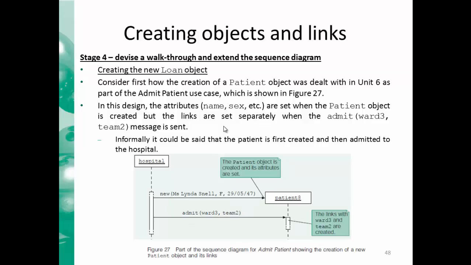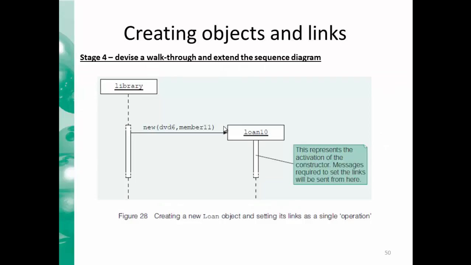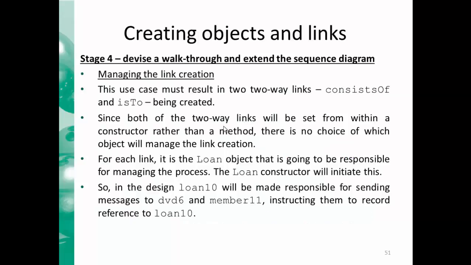We repeat the same thing as we did when we created the new objects. In this case, in the DVD library, we are not creating a patient, of course. We are creating a new loan, and we will do it the same way. So a new loan is created, loan 10, with the parameters DVD6 and member 11. So it will link member 11 to the DVD. He is borrowing DVD6 with the loan 10. So the same as we created a new object of type patient in the hospital system, we are creating a new object of type loan in the DVD library system.